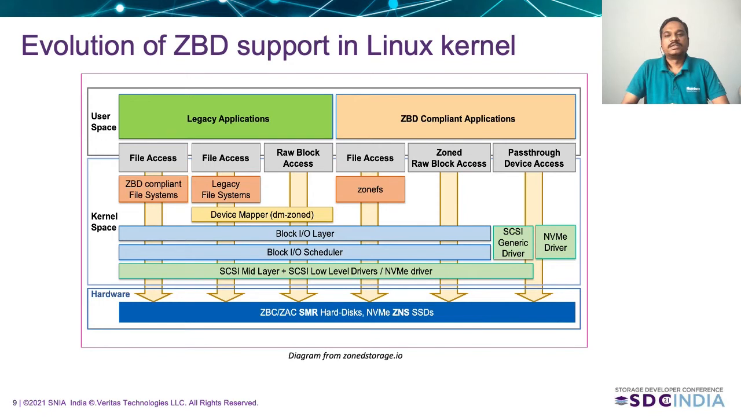Then there is the pass-through device access layer. Through this layer, an application can pass SCSI or NVMe commands to the SCSI or NVMe driver, and all I/Os happen through these drivers only. This is all about the zone block device support in the Linux kernel. Let's move on to the next slide.